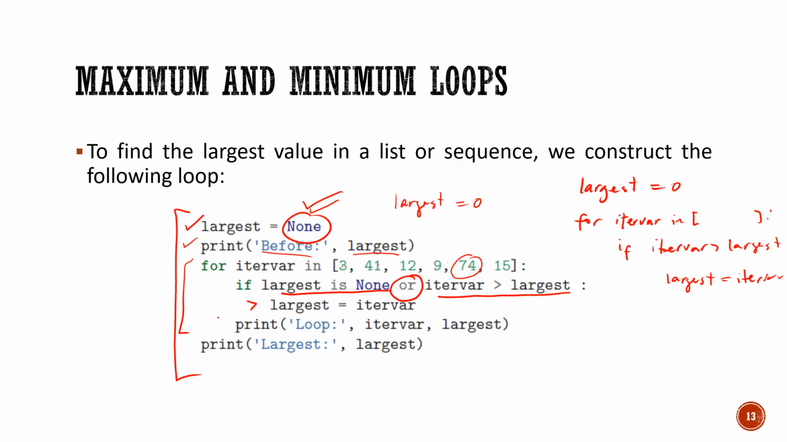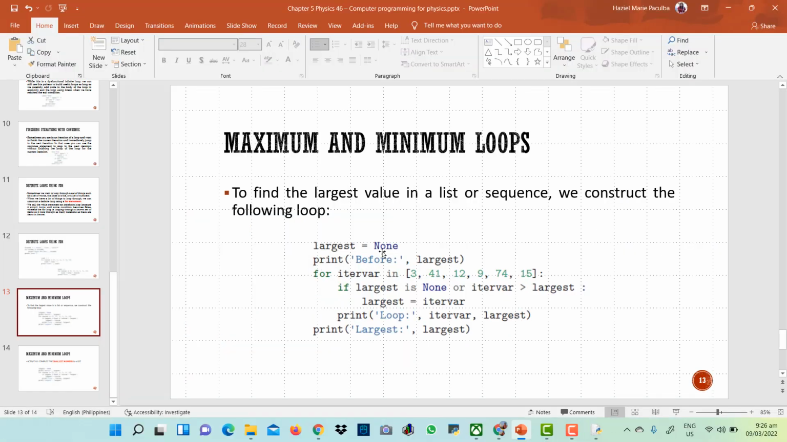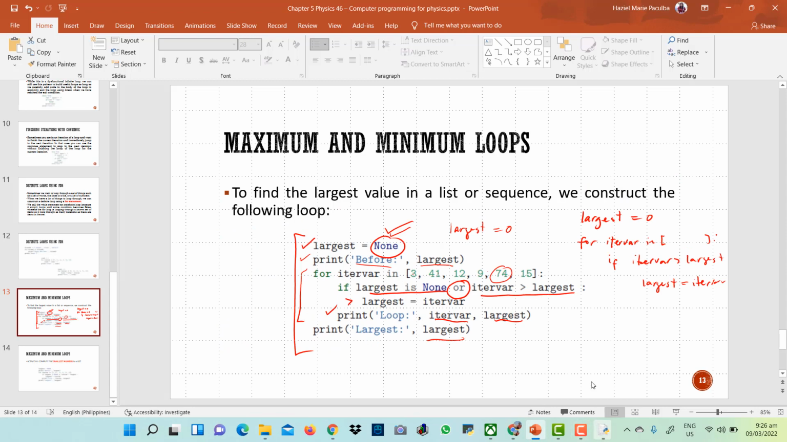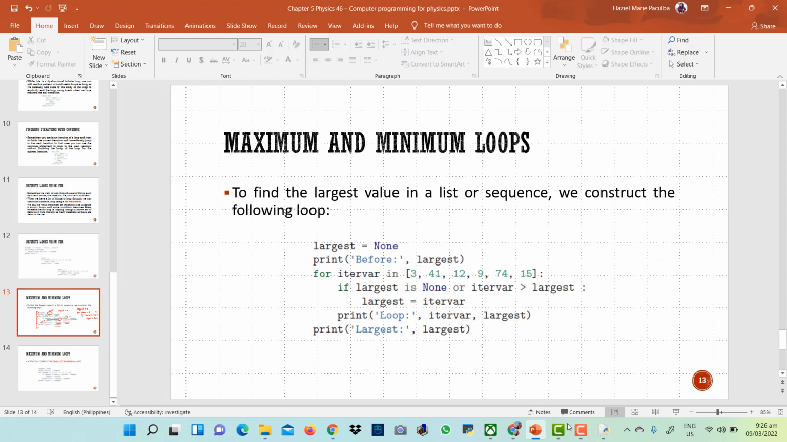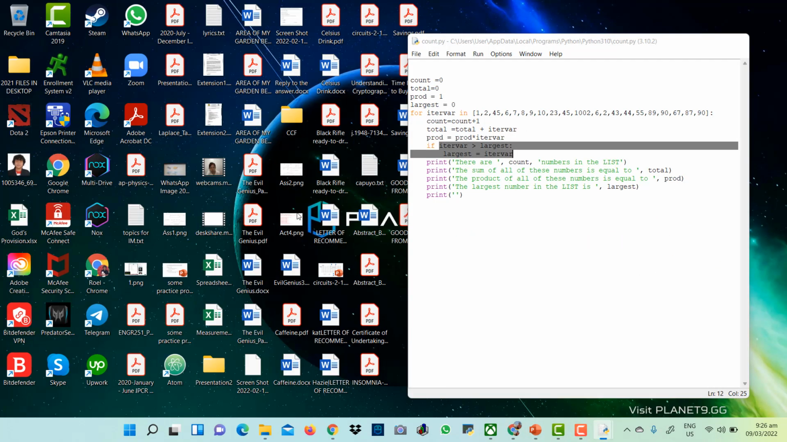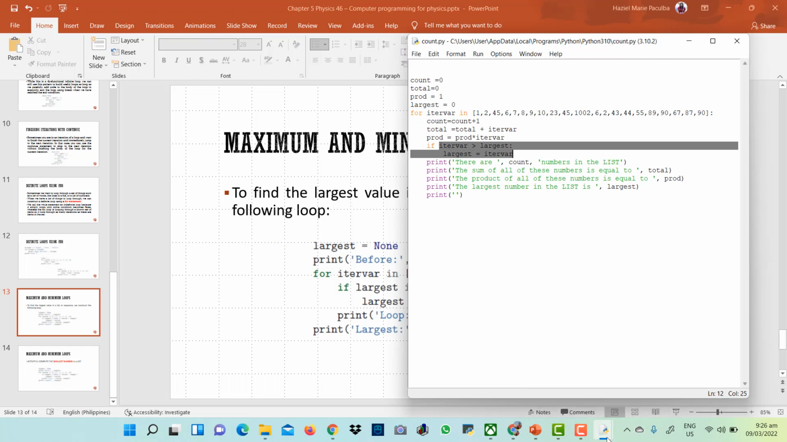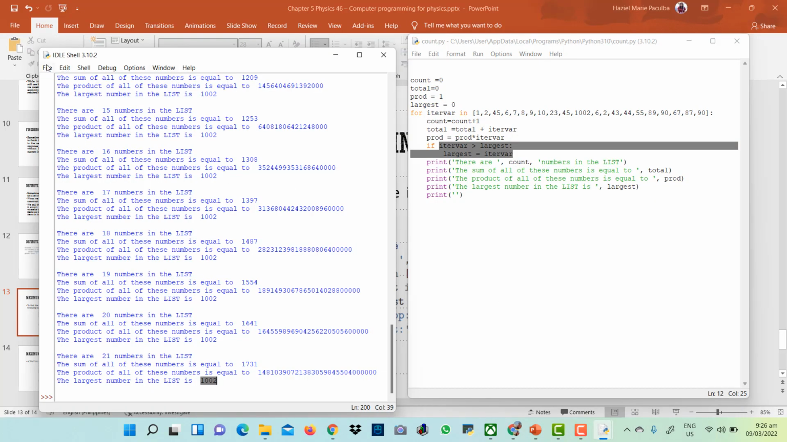Then what will happen is it will print the value of iter var and print the largest. And then after exiting the for loop, print the largest. So let's try this one. In this code, it only gets one value, only the largest number.